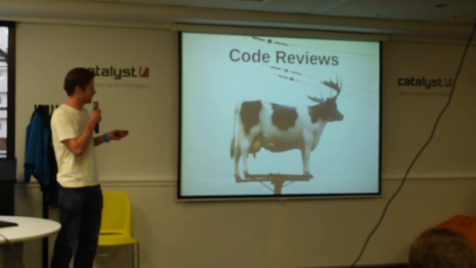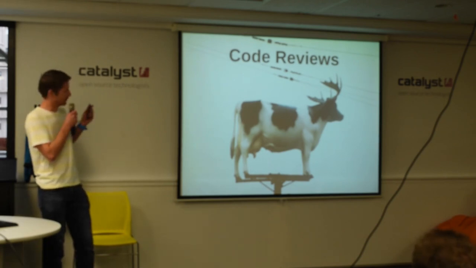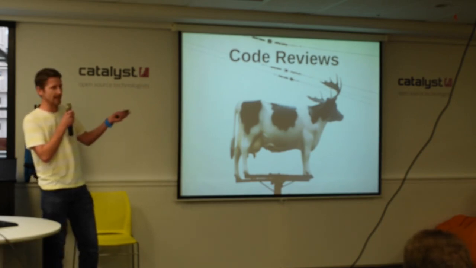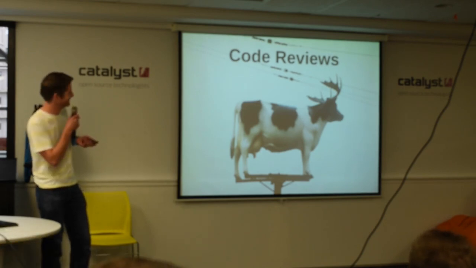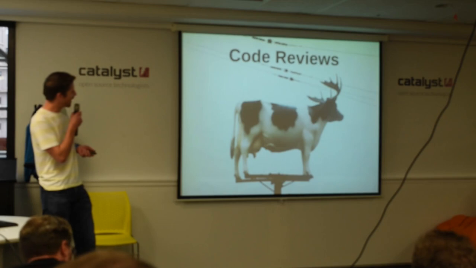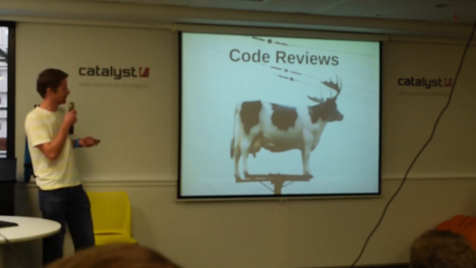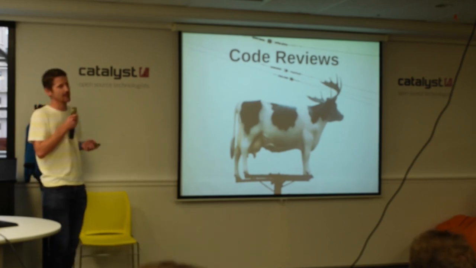This picture sums up what a lot of code reviews have been like for me. If you look at the individual parts on their own, they're technically correct. I can't really fault the antlers there. They're fine. But when you look at the whole thing put together, you're just left asking yourself, why? What are you trying to do here?